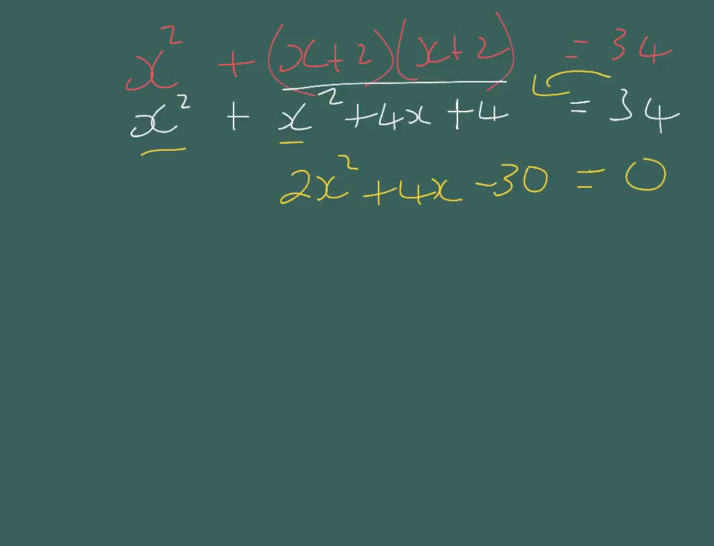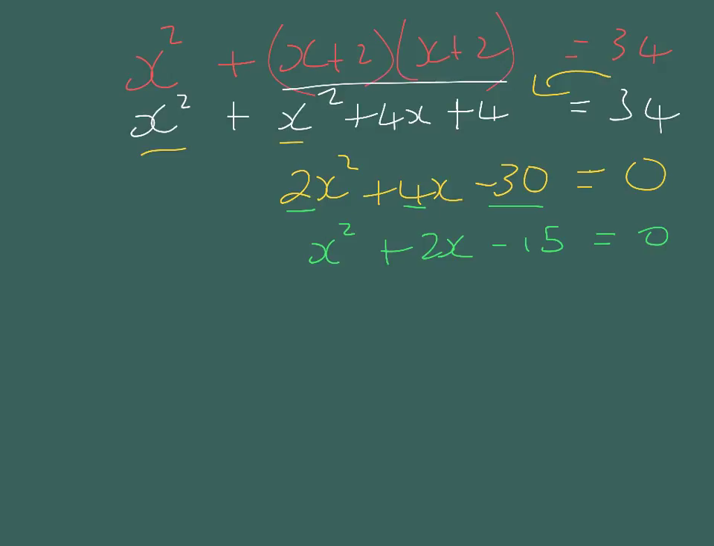So the next thing we can do, because you're not allowed a calculator, or may not be, we can actually try and solve this one. And the first thing I would do is I would notice that we've got a 2, we've got a 4, and we've got a 30. And they're all divisible by 2. So I'm going to divide everything through by 2, and I'd end up with x squared plus 2x minus 15 equals 0.